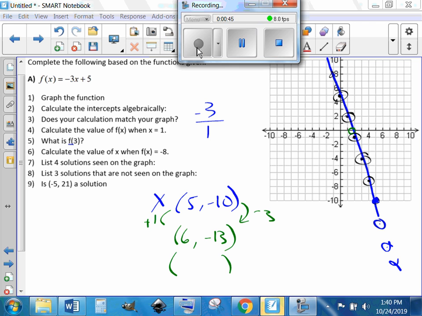Then from there, again, we can go down 3 over 1, and then down 3 over 1. And we could keep that pattern forever to come up with some solutions not on the graph.